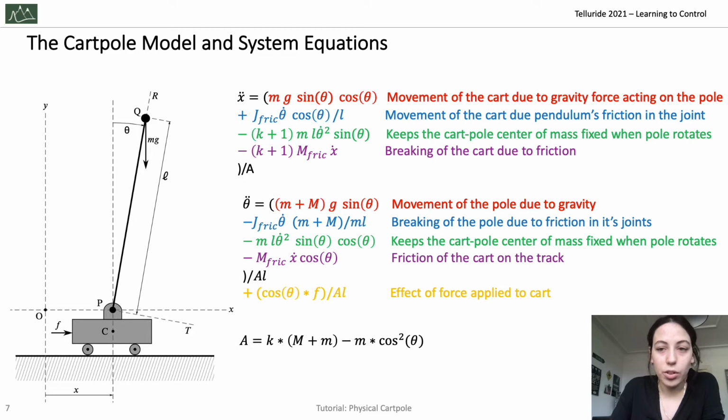Here are the second-order differential equations of the system describing the motion of the cart and the pendulum. The first equation is the acceleration of the cart, and the second equation is the angular acceleration of the pendulum. In principle, the different terms in these equations capture different aspects of the Cartpole dynamics. The first term that we see in red accounts for the gravity forces acting on the pole. The second term here is the Cartpole friction. The third term in green is the law of inertia, and the fourth term accounts for the cart track friction, and this is the effect of the force applied to the cart.